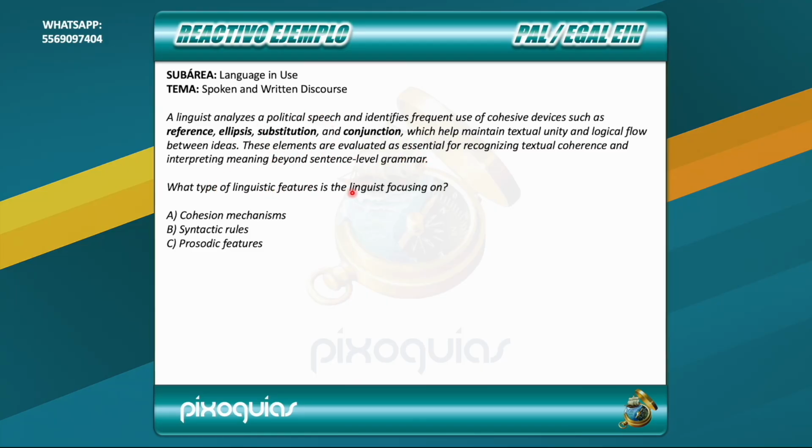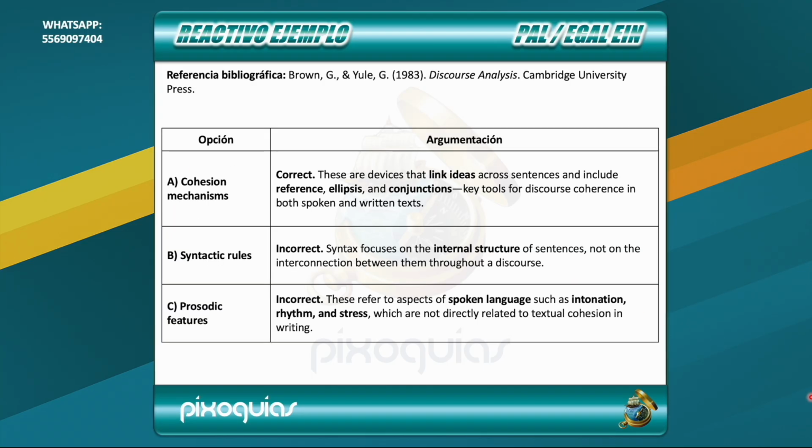What type of linguistic features is the linguist focusing on? A. Cohesion mechanisms, B. Syntactic rules, or C. Prosodic features. Correct answer is A. Cohesion mechanisms. This answer is correct because these are devices that link ideas across sentences and include reference, ellipsis, and conjunctions, key tools for discourse coherence in both spoken and written texts.